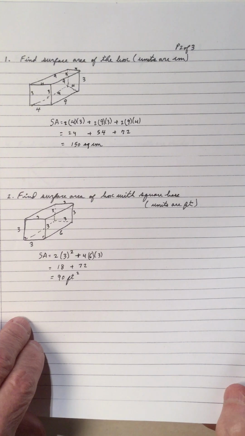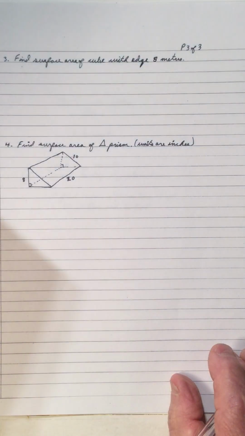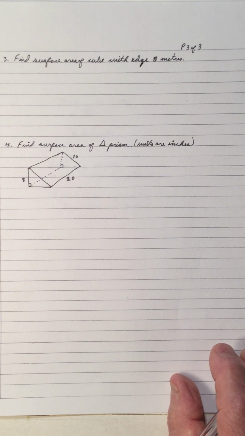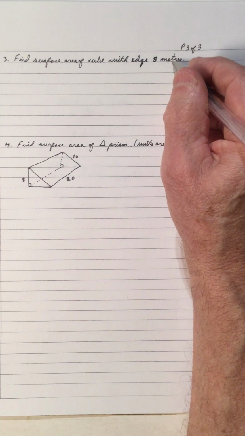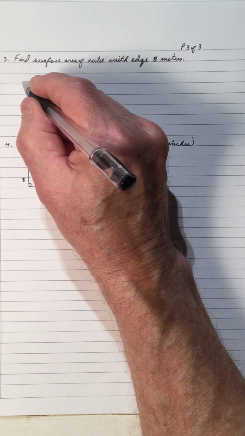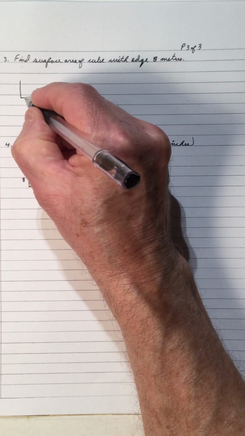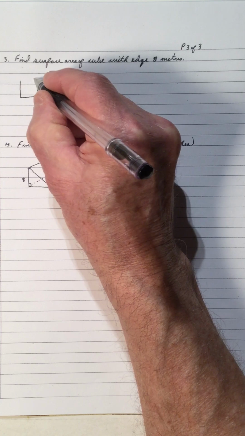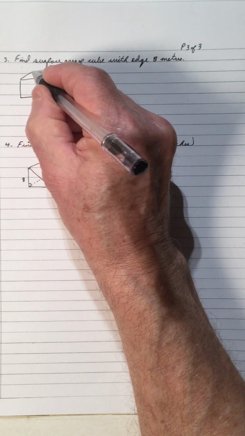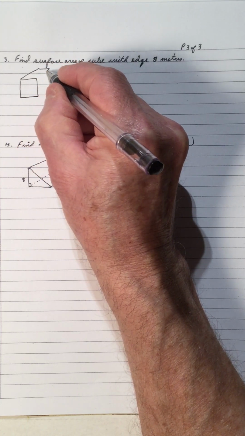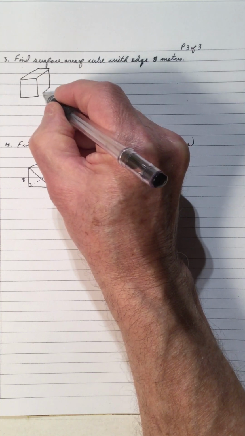Just as the rectangular solid as a review. Now, let's look at some more. Find the surface area of a cube with an edge of 8 meters. A cube, very similar. A cube is just a special rectangular solid, only in a cube, all the edges are the same.